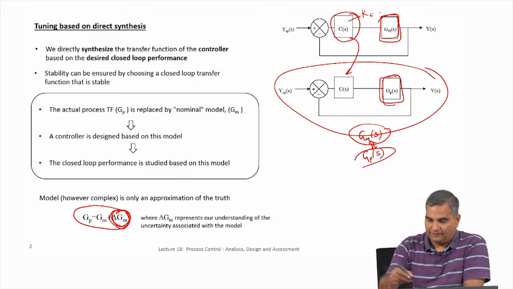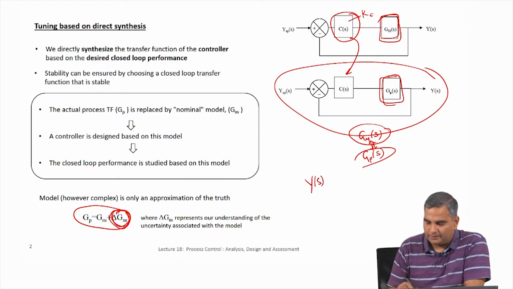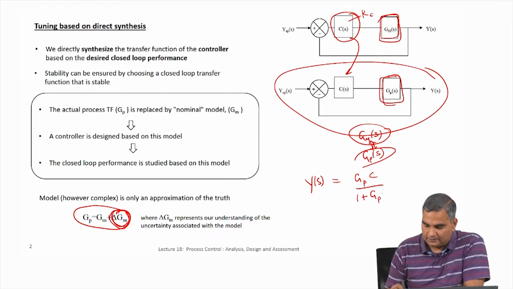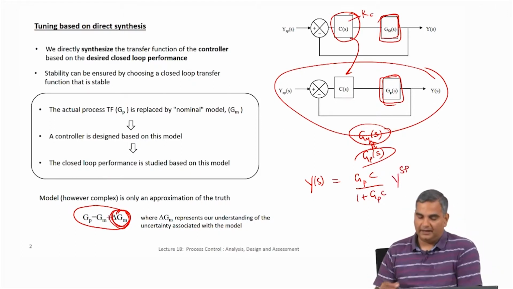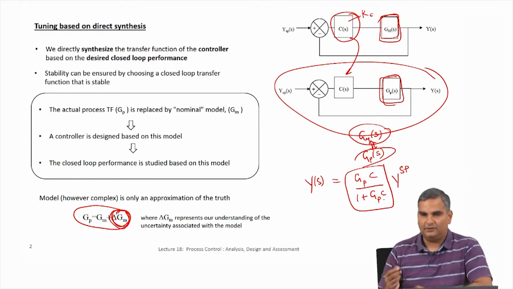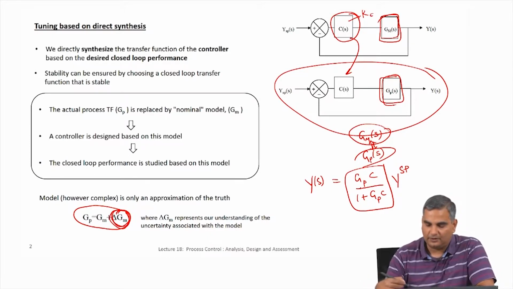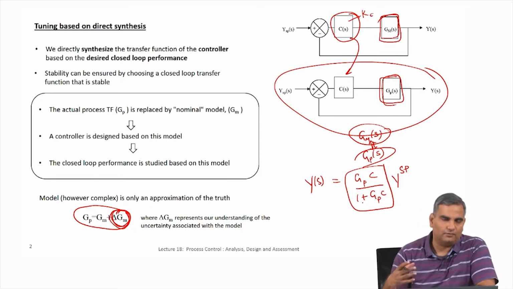However, ultimately after all this tuning, if we ask what is the performance of the controller, the performance is how well this Y follows Y set point. This is something we have seen: GP GC divided by 1 plus GP GC, times Y set point. So, once the controller is tuned, if I want to see the true behavior, I have to look at this transfer function and how close it is to 1, which tells you how well the controller is going to do, because if it is exactly 1, Y is equal to Y set point, meaning the output exactly follows the set point. In reality it is never going to be 1, but some other transfer function.